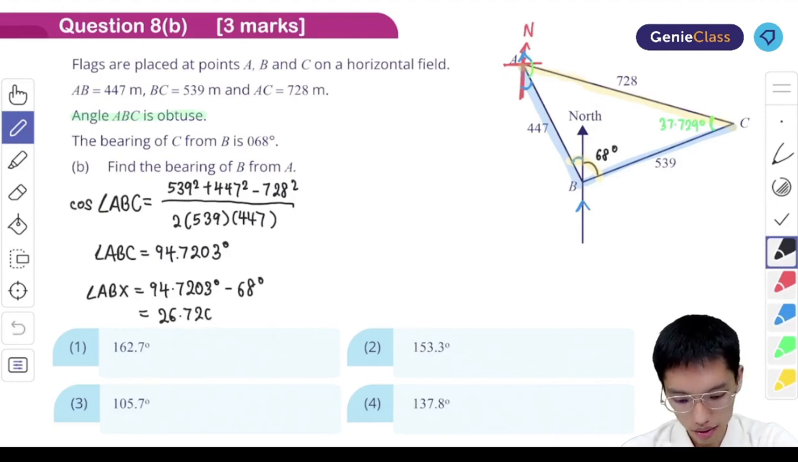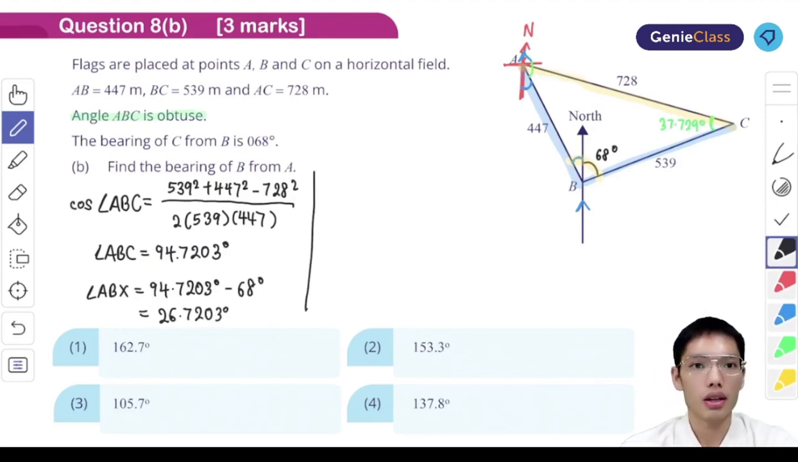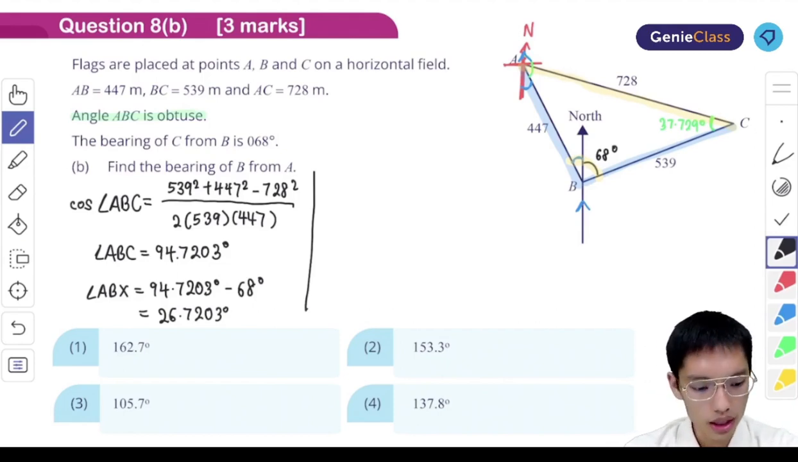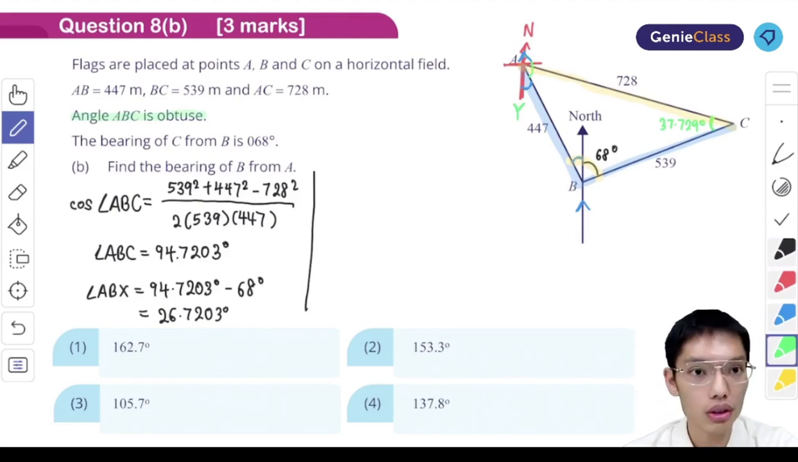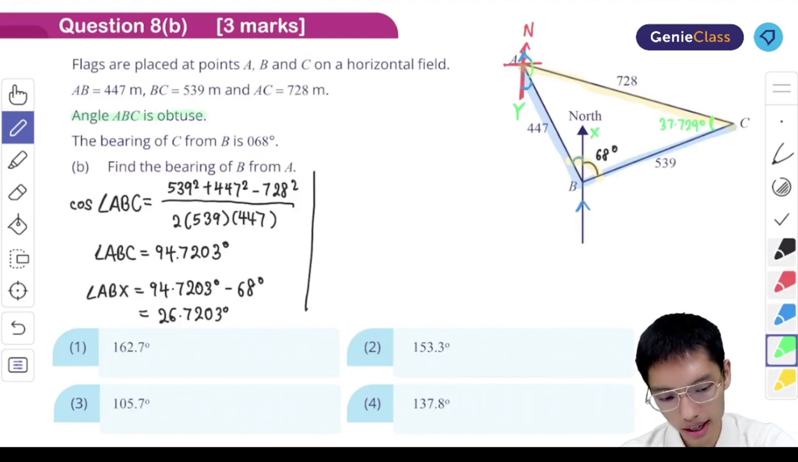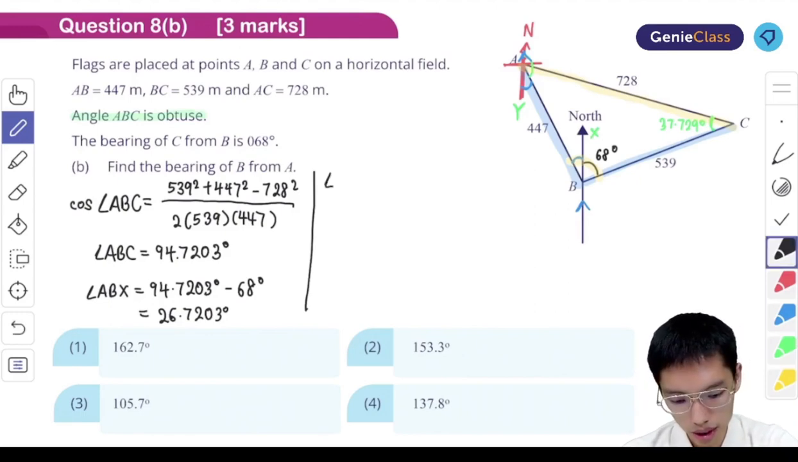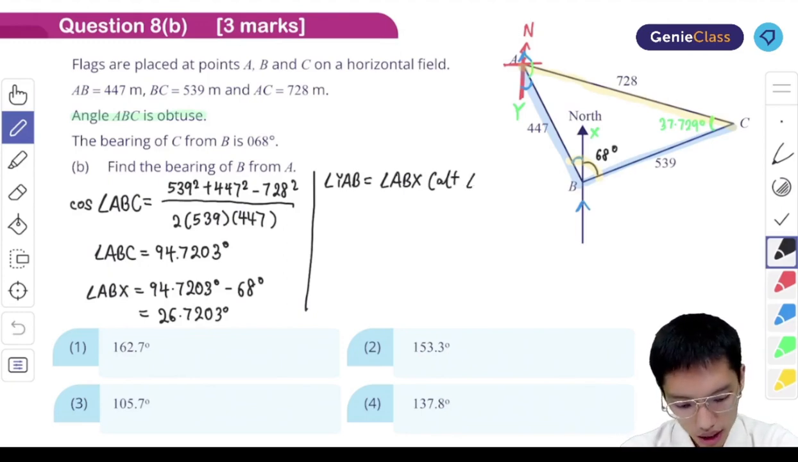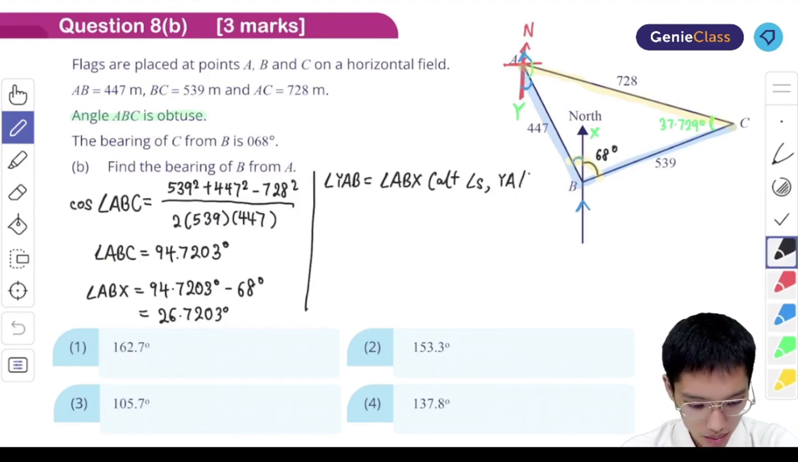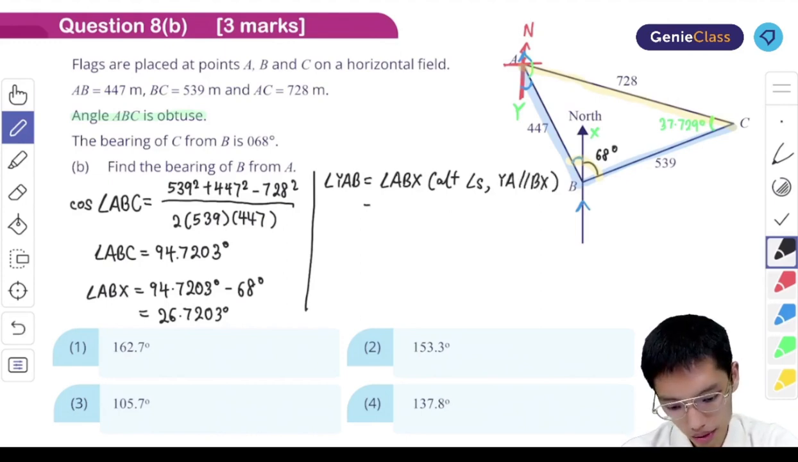So once you get that down, you realize, okay, I have the other angle. Let me introduce a few points over here. Suppose I call this Y, and I forgot to introduce points. You are wondering where the X comes from. Suppose I call this X. So if I introduce these 2 points, YAB equals ABX. You have to elaborate these steps, because you use this for a reason: alternate angles, YA, BX. Therefore, this boils down to 26.7203 degrees.